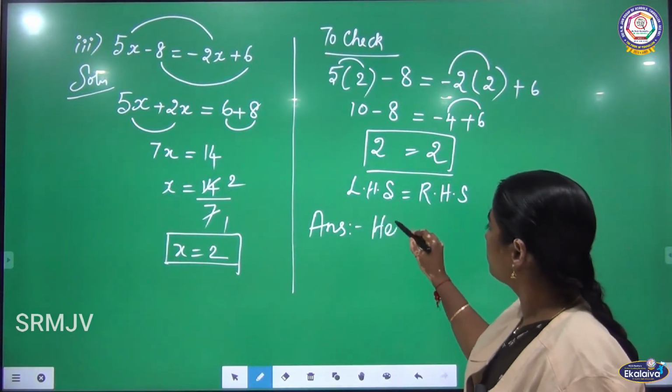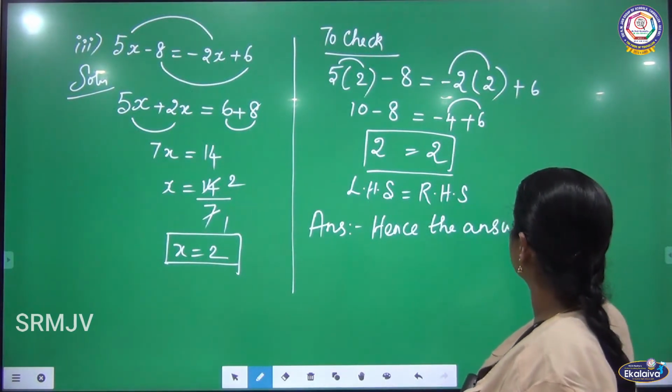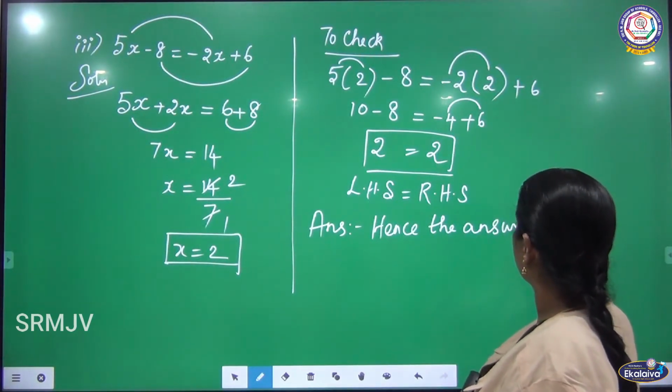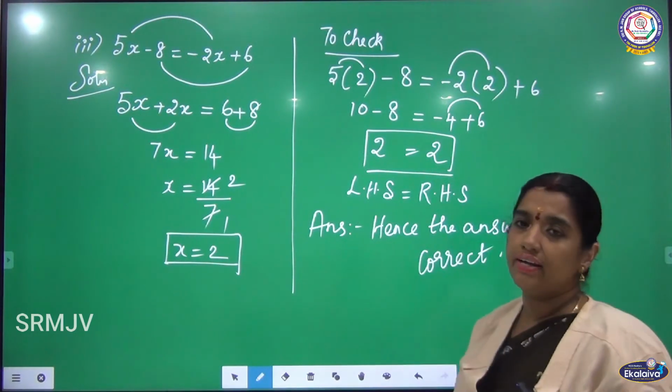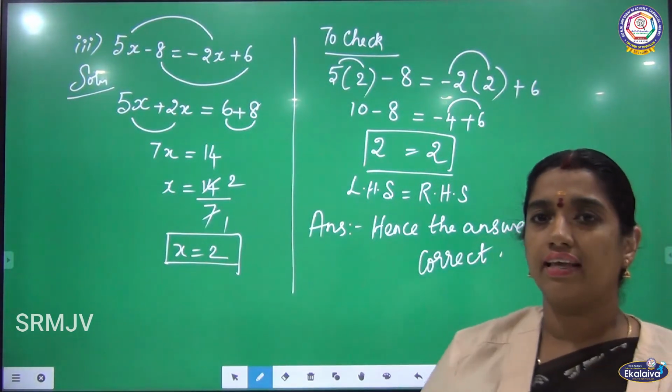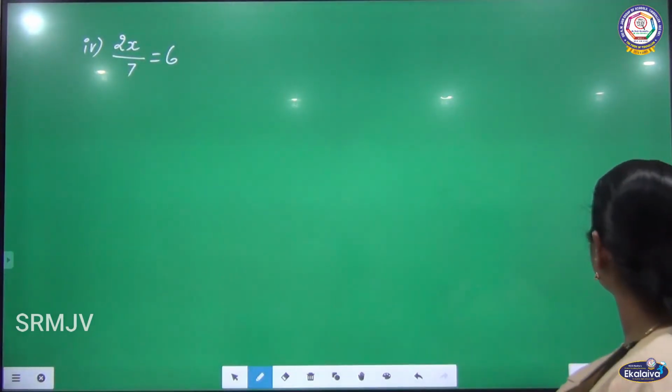Hence the answer is correct. Once the LHS is equal to RHS, your answer is correct. Got it, children? Shall I move on to the next sum?